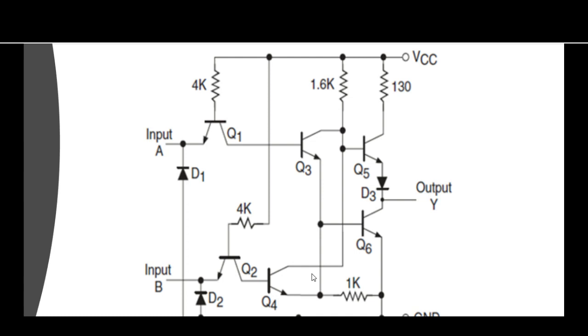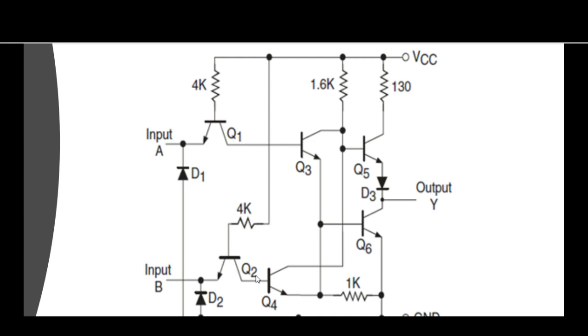Now let's suppose when the inputs A and B both are 0, Q1 gets forward biased and turns on, Q2 also turns on due to the input B equal to 0. As Q1 turns on, its collector voltage will be dropped to 0, which will turn off Q3.